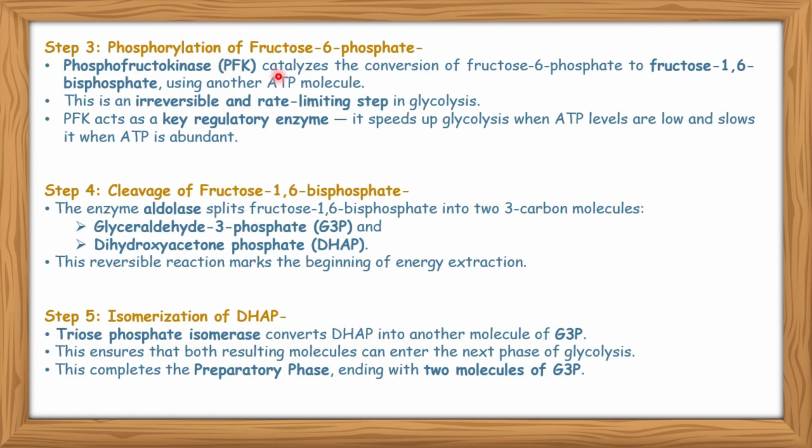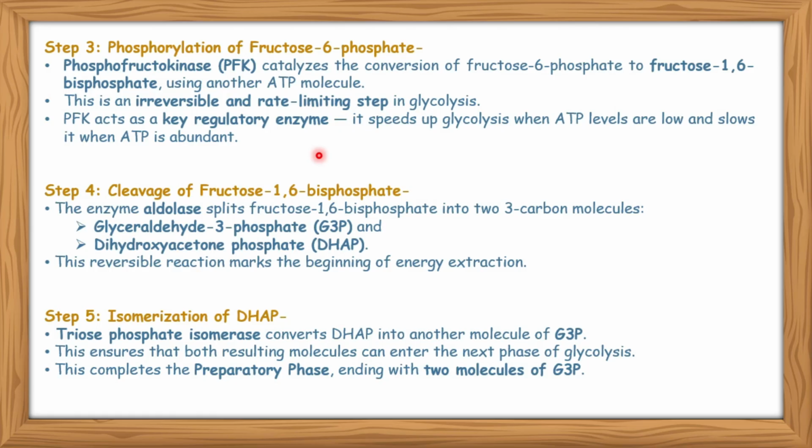Step 3, that is phosphorylation of fructose 6-phosphate. We know phosphofructokinase catalyzes the conversion of fructose 6-phosphate to fructose 1,6-bisphosphate using another ATP molecule. This is an irreversible and rate limiting step in glycolysis. Phosphofructokinase acts as a key regulatory enzyme. It speeds up glycolysis when ATP levels are low and slows it when ATP is abundant.